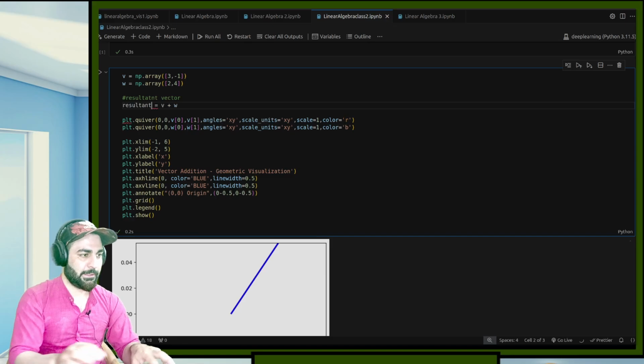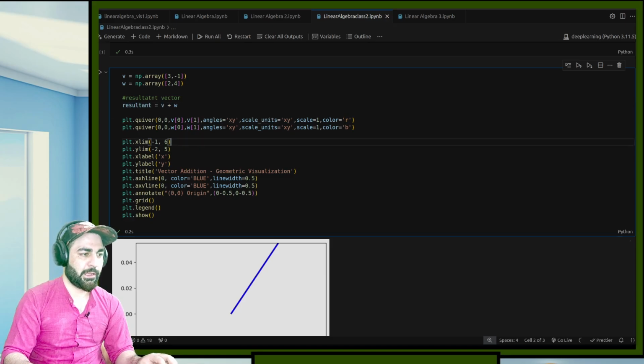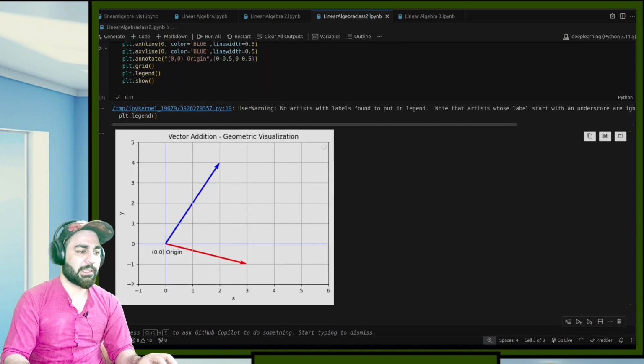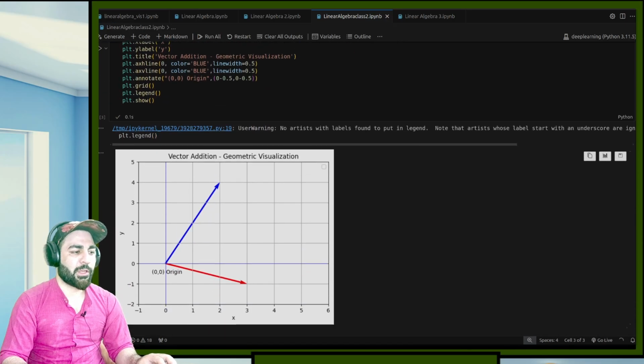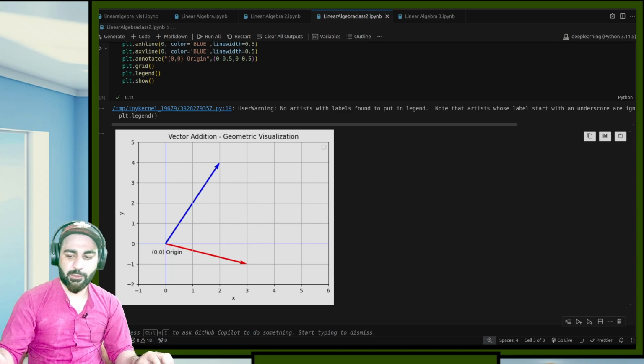If I now draw this, this is how the vectors look. Now you can see an x-axis here and a y-axis here. I have also highlighted the origin. Give me a sec.